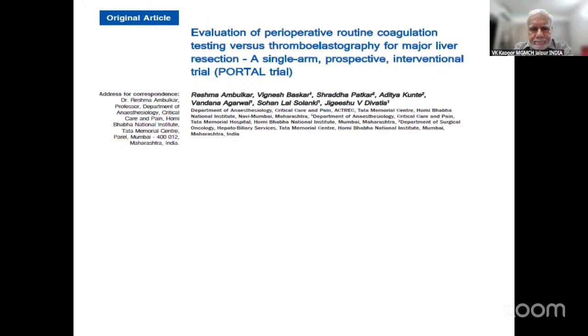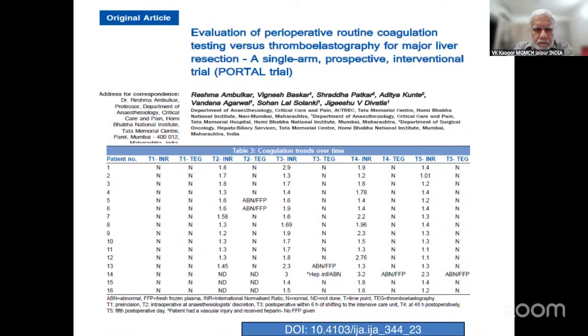They did the study on 25 patients, and they found that 16 patients were hypocoagulable. So they transfused blood when they saw hypocoagulability on routine coagulation tests and on the basis of TEG.